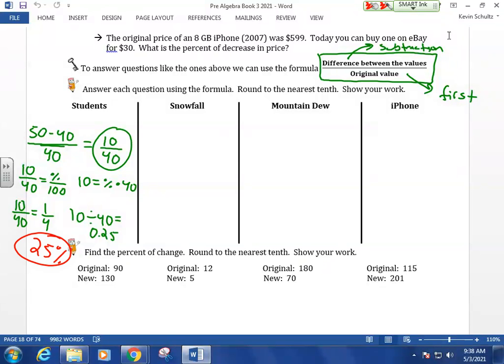Okay, we have all these different tools now that we can use here. Set up a proportion, use an equation, simplify the fraction, just use a calculator. Okay, they all work out. But it's a 25% increase from last year to this year. That's the bottom line here.